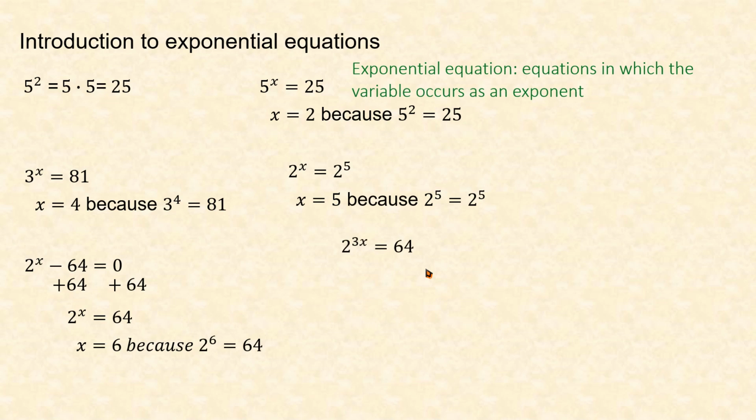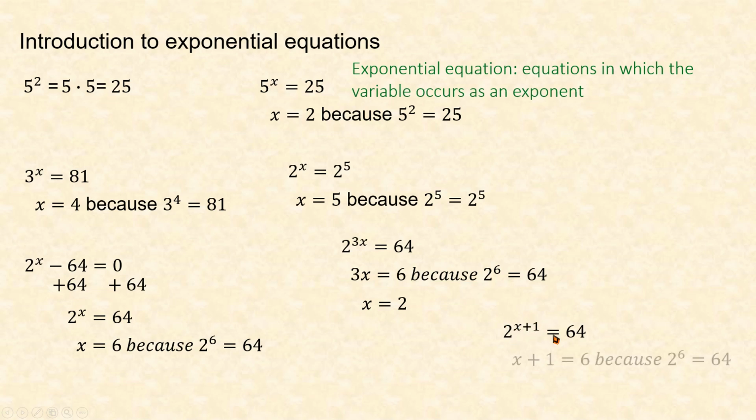Here I have 2 to the 3x is equal to 64. Now I know 2 to the 6th is 64, so 3x has to be 6. That whole exponent there has to be 6, so 3x has to be equal to 6. So I solve that, x equals 2. Another one similar, I have 2 to the x plus 1 power, right? So that x plus 1 has to be equal to 6. Then x has to be equal to 5.